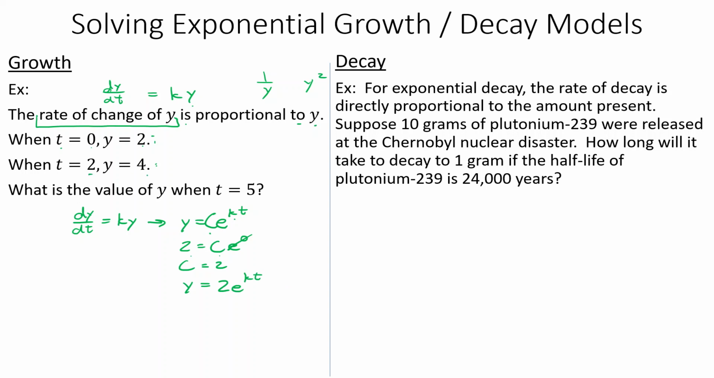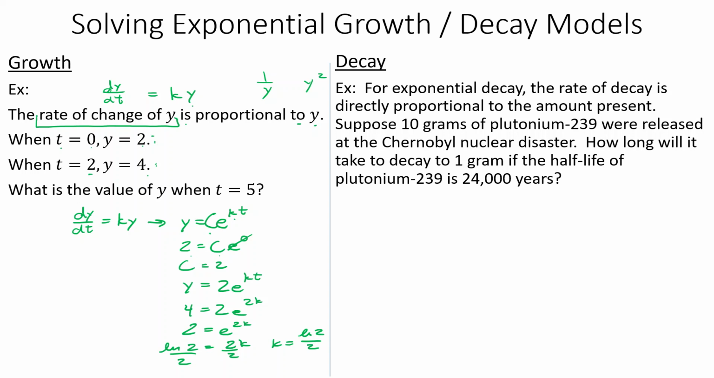And we've got this other point, 2, 4. So if we plug in 2, we get 4. We're plugging in 2 for t, so we get 2k up there. Divide both sides by 2. Take the natural log of both sides. That cancels out the e and just leaves us with 2k. And divide by 2. So we get that k equals the ln of 2 over 2.